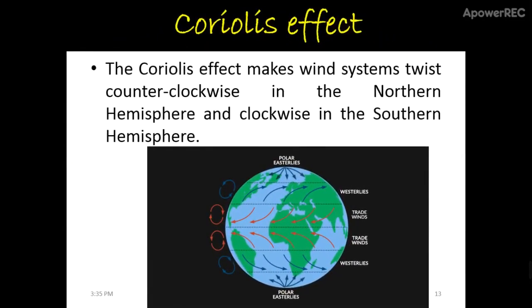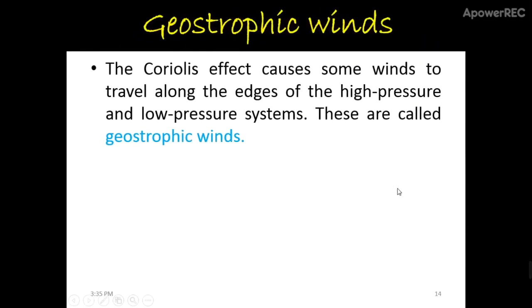The Coriolis effect makes the wind system twist counterclockwise in the northern hemisphere and clockwise in the southern hemisphere. This can be observed from the blue lines in this image. The Coriolis effect causes some winds to travel along the edges of the high pressure and low pressure systems. These are called geostrophic winds.